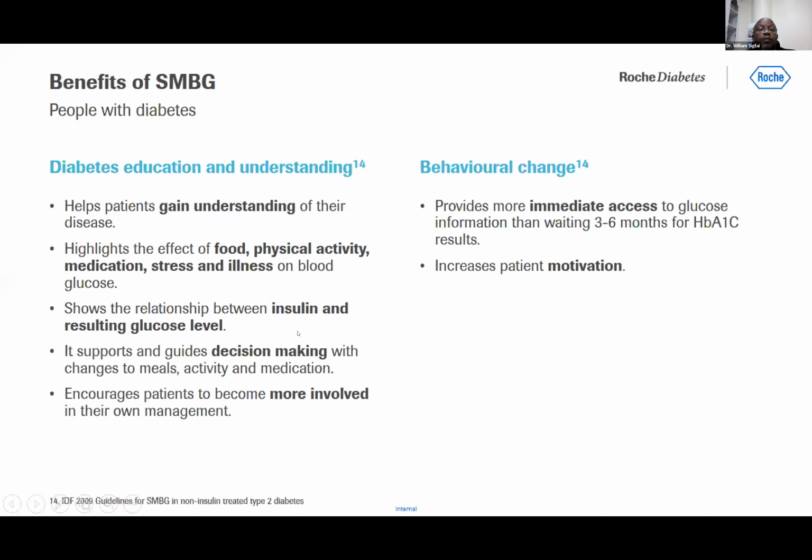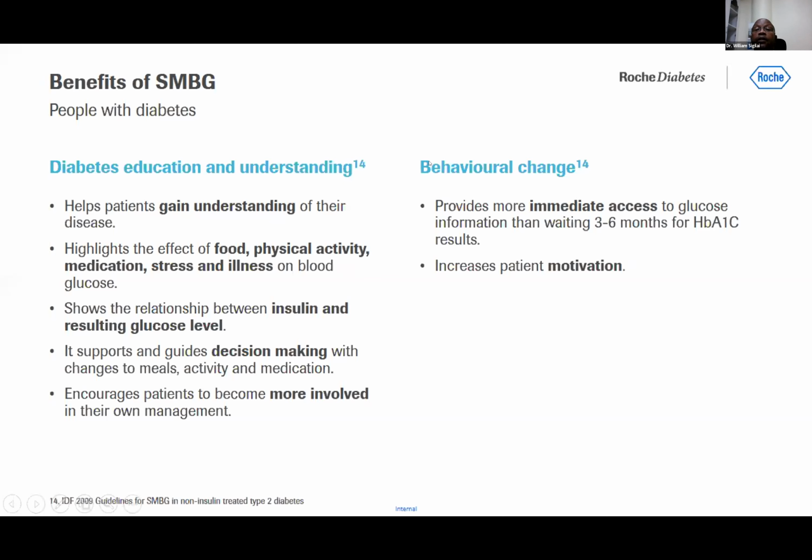Then it shows the relationship between insulin and resulting glucose level, so that this dose of insulin gives me this level of sugar postprandial. And it helps in supporting and guiding decision-making with respect to meals, activity, and medication. It encourages the patients to become more involved in their own management, taking charge of their situation.